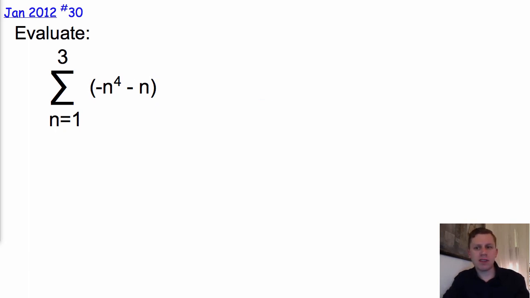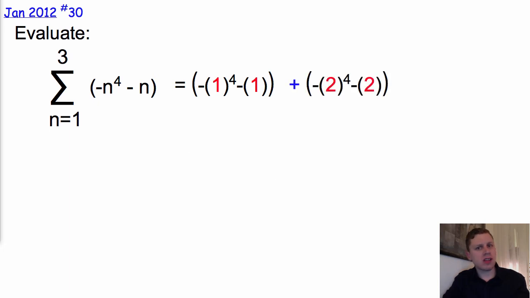That can be confusing. So when I plug in 1 here, what it's going to say is negative, with 1 in parentheses to the fourth, minus 1. After 1, the next value I'll plug in is 2. That would look like this. And then the upper limit of summation is 3, so the last number I'll plug in is 3.